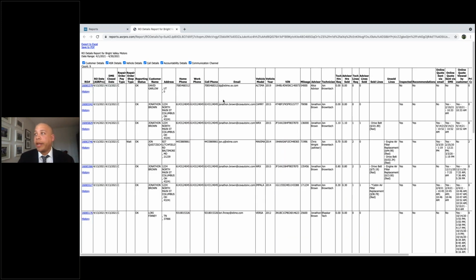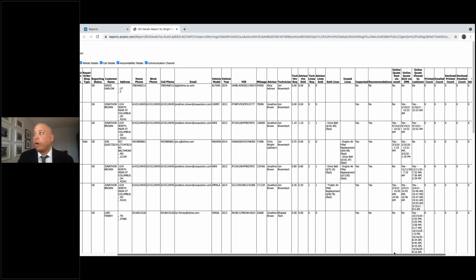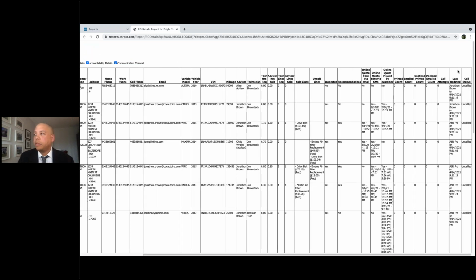so we have this report here, and this report is very thorough. It gives you an RO, gives you the date close, and you can go all the way across. This is just generic. This is an internal report. It's not really any real customer, but it shows you year, make, model, the advisor that had it, how many hours were requested, what was sold. And this is the good one, you can see call attempts. I mean, there's so much here.